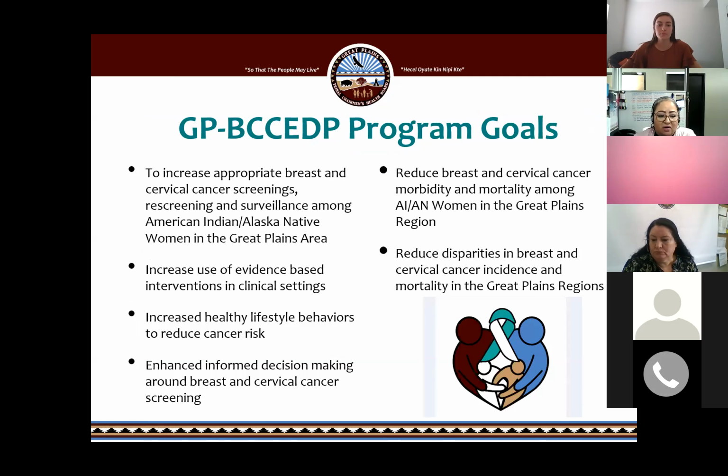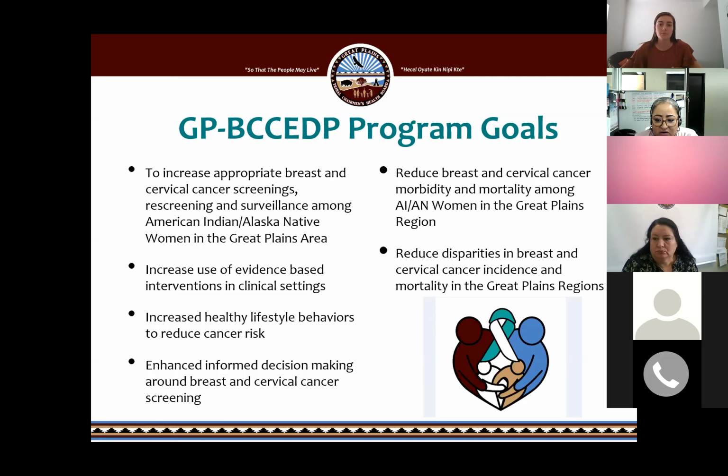These are the program goals that the Great Plains Breast and Cervical Cancer Early Detection Program will be working on within the Great Plains tribes in the 4-state area by increasing screenings for breast and cervical cancer. To increase these screenings, we work with the tribes in these areas by giving them assistance. This helps them increase evidence-based interventions, which are called EBIs. There are 3 EBIs that we will be focused on.